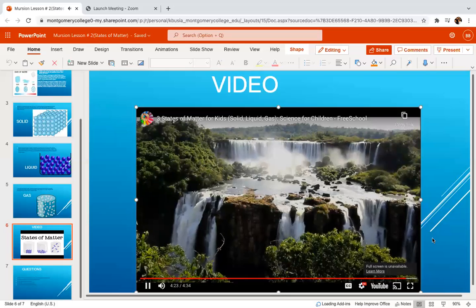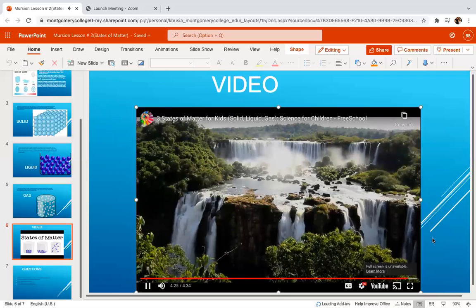Matter in all its states is everywhere. See if you can find solids, liquids, and gases around you.